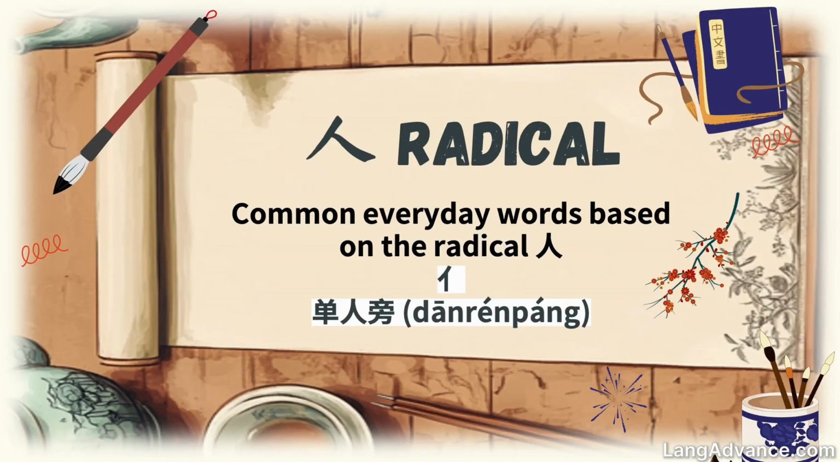Hi, and welcome to this lesson. Today, we are going to be looking at common everyday words based on the radical 人. So today, we are going to learn the 单人旁. The radical 单人旁 is a fundamental component in many Chinese characters. It often indicates that the character has something to do with people or human activities.